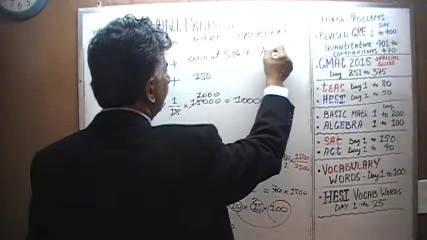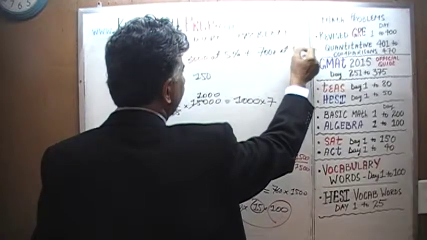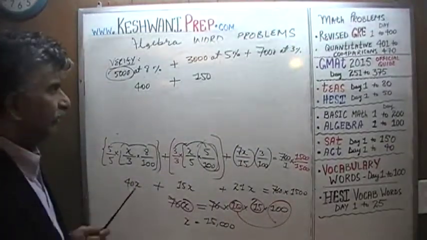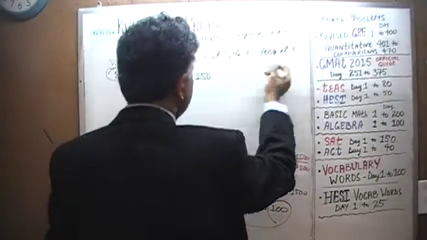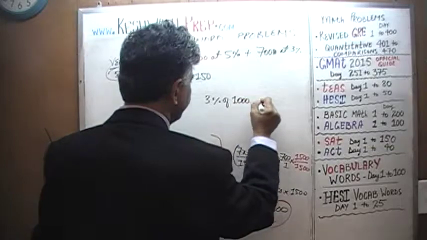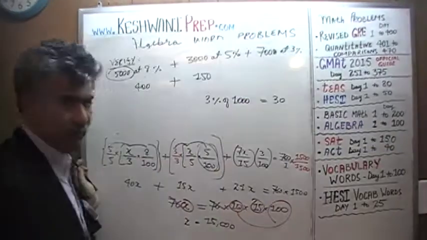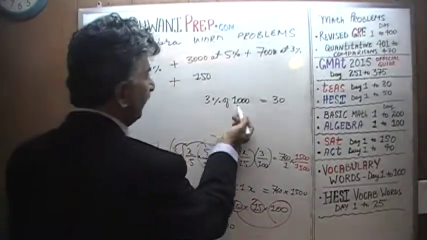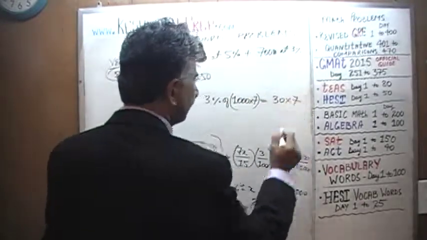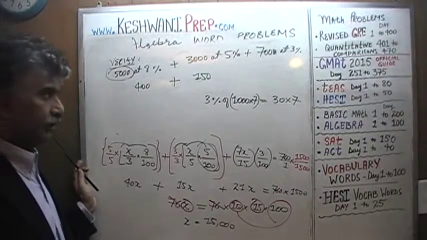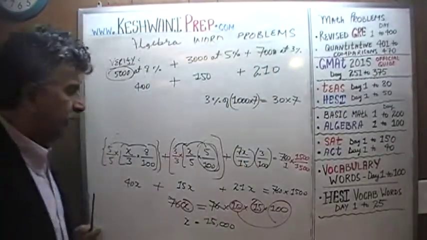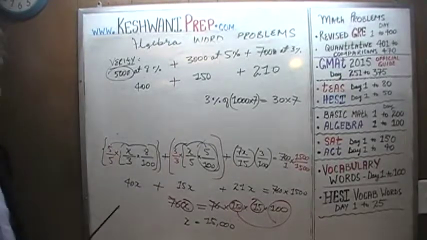So we have 7,000 at 3%, and the logic is the same as before. We know 3% of 1,000 is 30. We don't have 1,000, we have 7,000. So 3% of 7,000 is going to be 30 times 7, which is 210. And now we add up the figures.